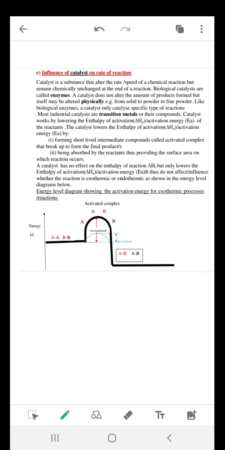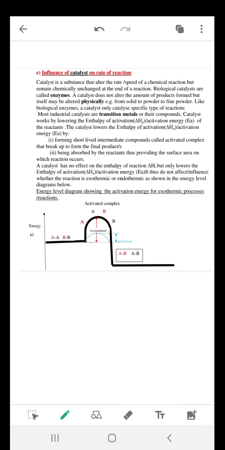So you remember we talked about activation energy yesterday, that minimum energy that the reactants should overcome for them to form products. So what a catalyst does, we say that it lowers the activation energy. When it lowers the activation energy, the chemical process speeds up. So meaning it increases the rate of reaction. So the time taken for the reaction will be shorter.